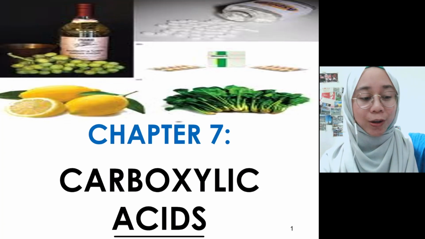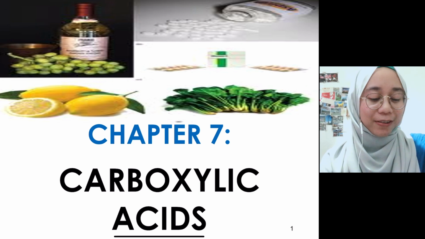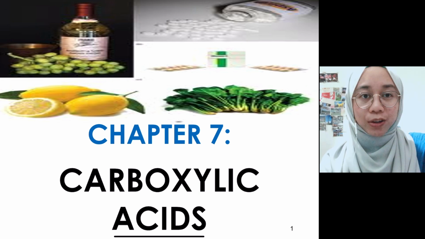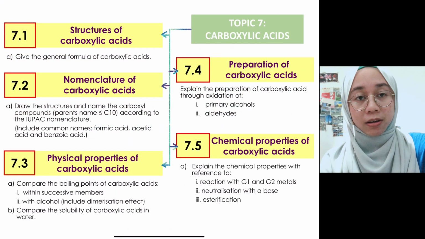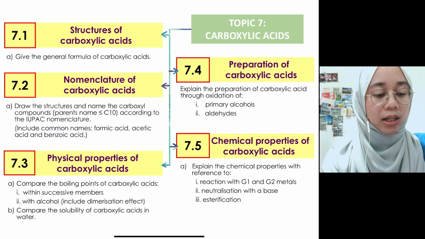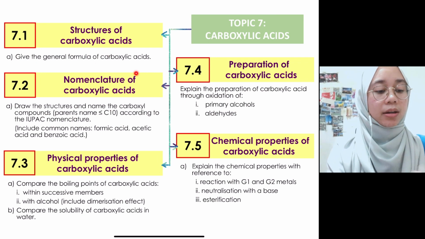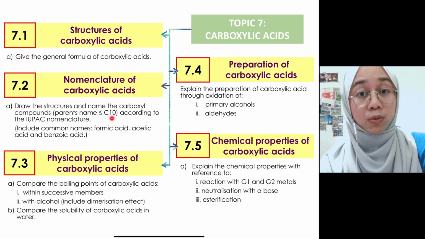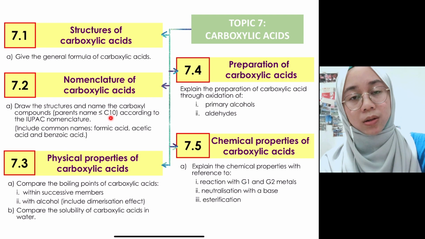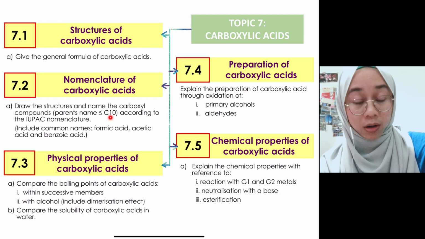So today we are going into our very last topic, which is carboxylic acid. So let's have a look at an overview of this topic first. For this topic we're going to have 5 subtopics. The first one is structures of carboxylic acids, and then we learn about the nomenclature of carboxylic acid. I think by now you should be able to know what the basic rules are in order to give a name to a compound.